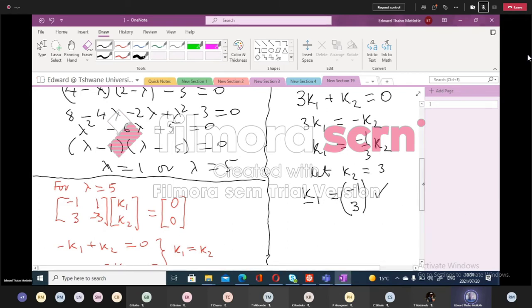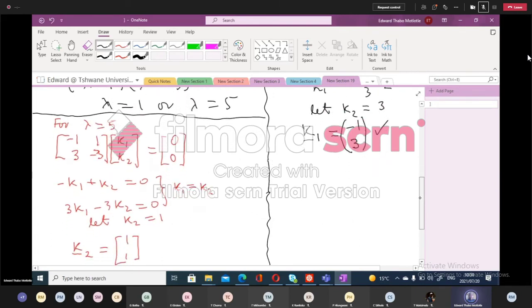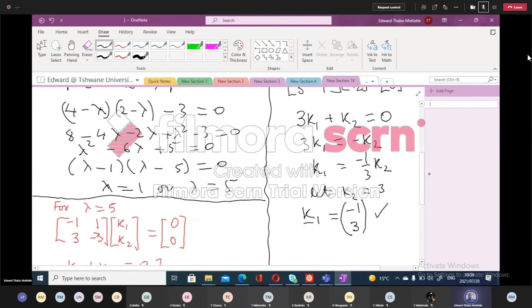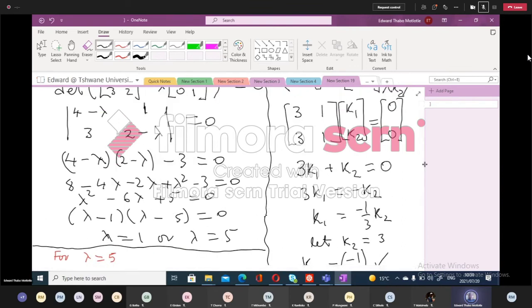Okay. So this is how you solve this matrix. Okay. So I'm going to solve those three, but I don't think they'll give me what I want. I'm going to Google something.